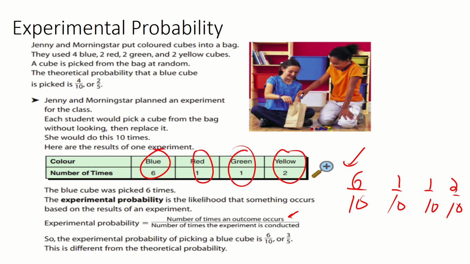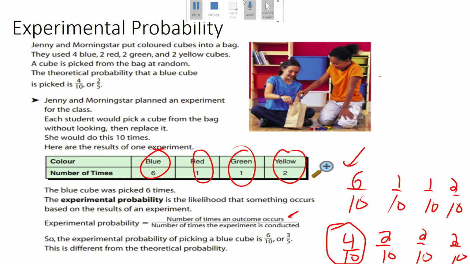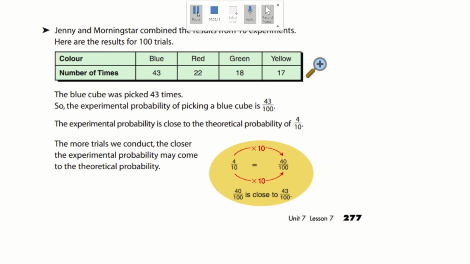And what we're going to see, though, is there is a huge difference between theoretical and experimental. However, look at the theoretical probability of these. We had 4 over 10 over here, 2 over 10, 2 over 10, and 2 over 10. So as we can see, this one was the most likely to get the marble picked because they had the most. So that can sometimes correlate with the experimental and theoretical probability.